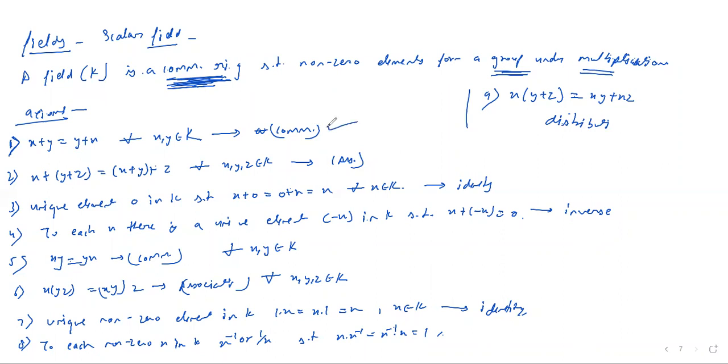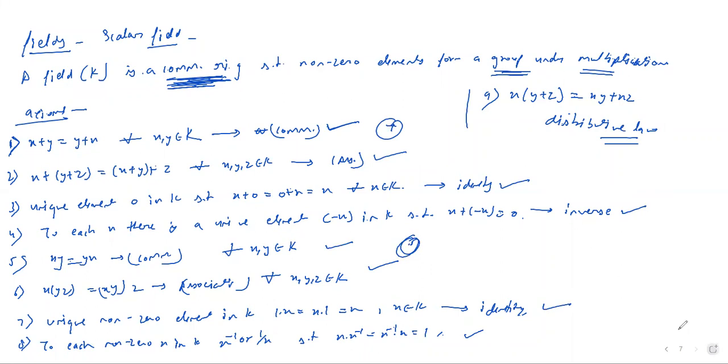The first four axioms, which are commutativity, associativity, existence of identity element, and existence of inverse, are with respect to addition. The last four axioms, which are commutative, associative, existence of identity, and existence of inverse, are with respect to the dot, which is multiplication, and the last one is the distributive law. So these are the nine axioms which have to be satisfied for any set to be a field.